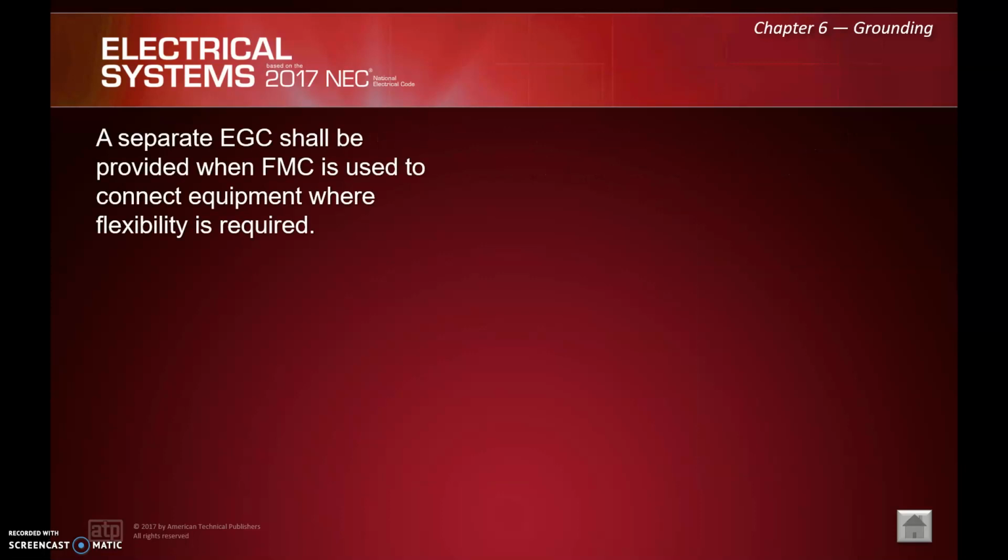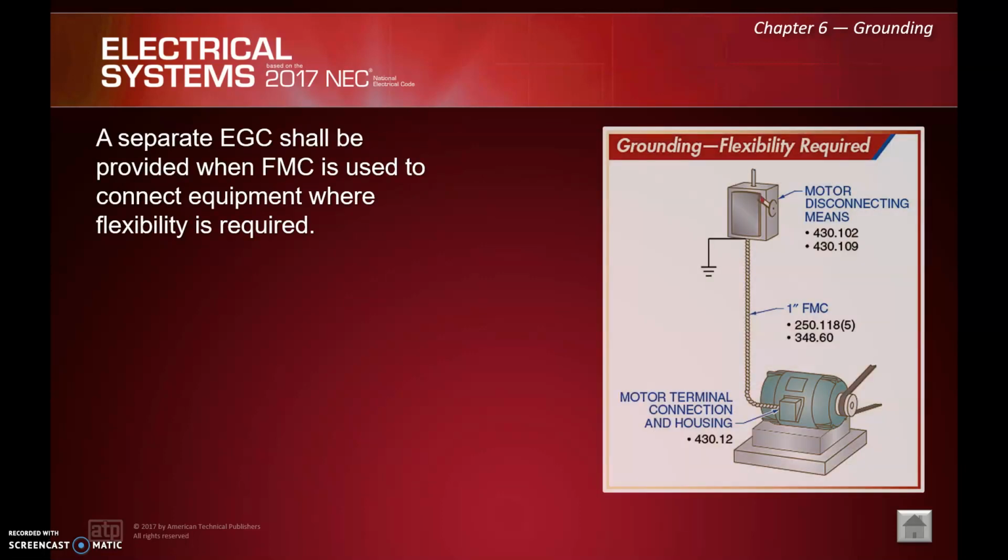An EGC shall be provided when flexible metal conduit is used to connect equipment. Essentially, if you're using your conduit as your ground, which hardly anybody does, and your flex is longer than 6 feet, you need a supplemental ground to jump around it. They don't consider that flex to be suitable as a grounding conductor.